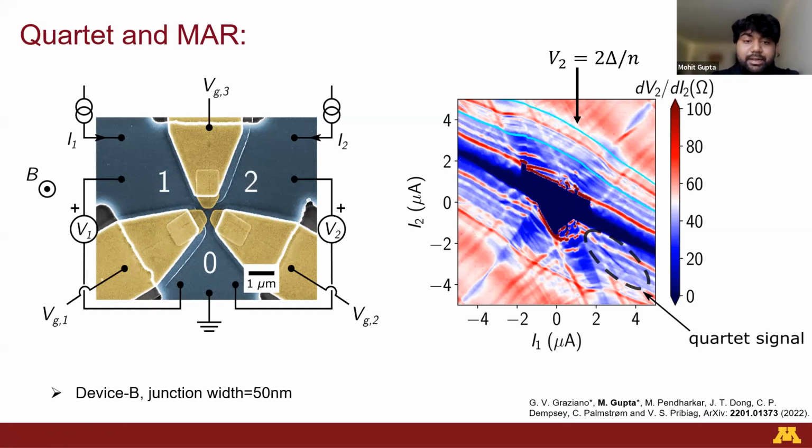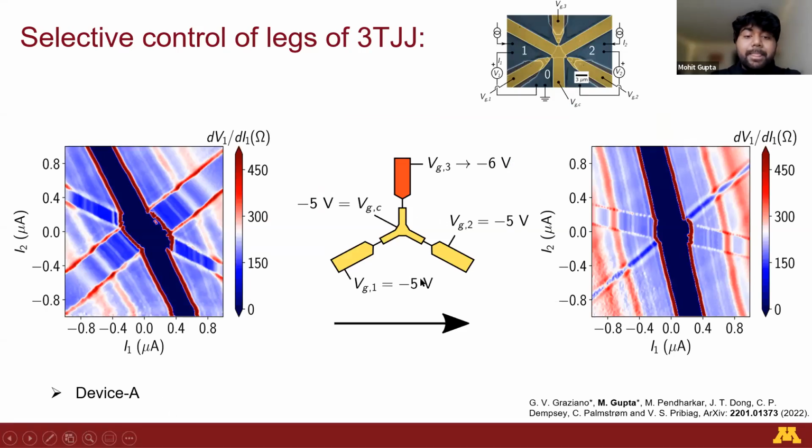Now we demonstrate the selective gating in device A. To do that, first we set all the gates, that is VG1, VGC, VG2, and VG3, to minus 5 volt. And we receive this resistance map, which looks quite similar to the previous map we saw. In this case, when all the gates are set to the same voltage, the resistance of all three terminals should be identical. And that's what we see. And then we sweep one of the gates, that is VG3, which is between terminal 1 and 2, to minus 6 volt. And we receive this differential resistance map, which looks quite different from the resistance map on the left.